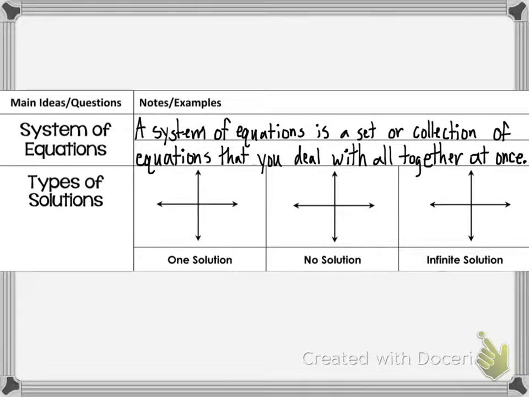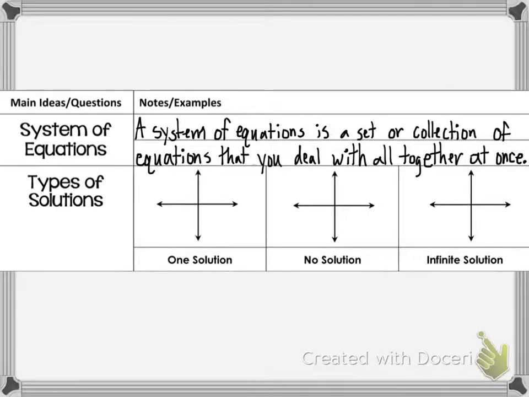In Algebra 2, we're going to get into systems of equations that have three equations. Before we get into that, we're going to review systems of equations that have two equations, two variables. A system of equations is just a set or collection of equations that you deal with all together at once. So, if we have two equations, that means we're going to have two variables. Our two variables are going to be x and y.